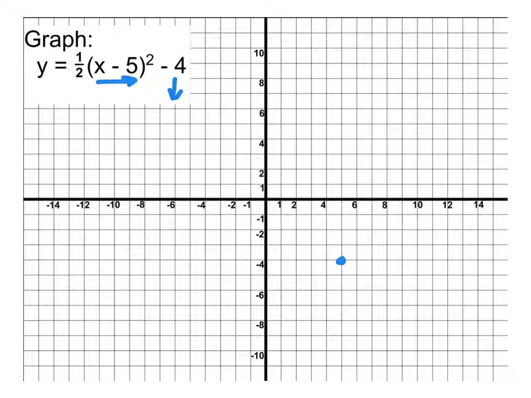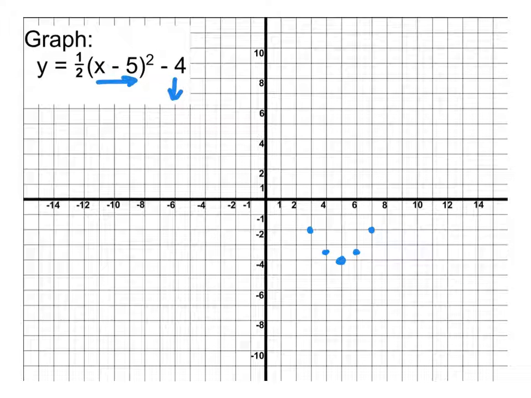Now the 1/2 is a vertical compression. It's squishing it in. So instead of over 1, up 1, I'm going over 1, up half as much. So up a half. And then instead of going over 2, up 4, I'm going to go over 2 and up 2. Again, I'm going up half as far.